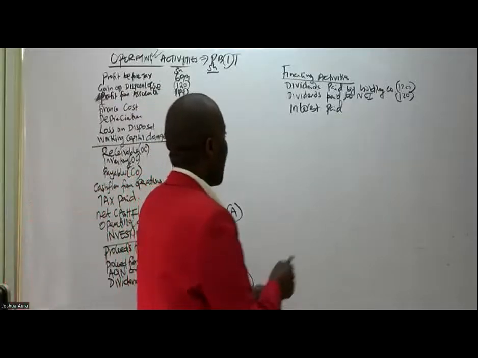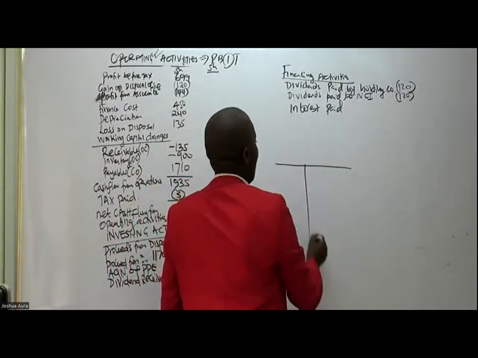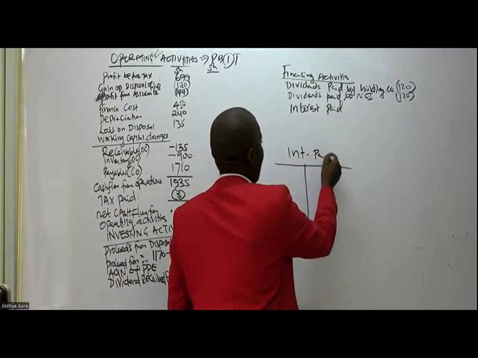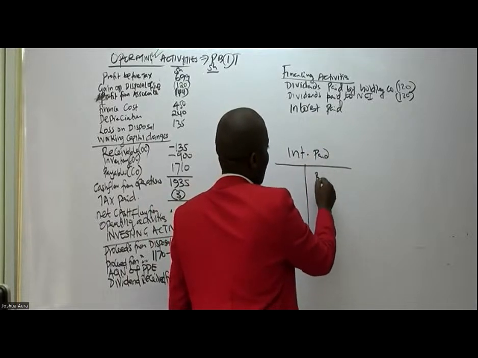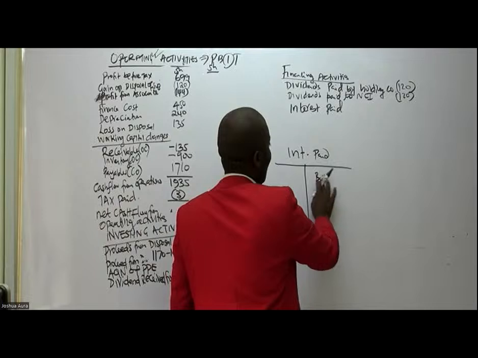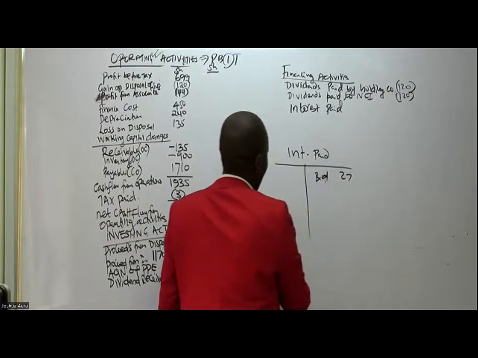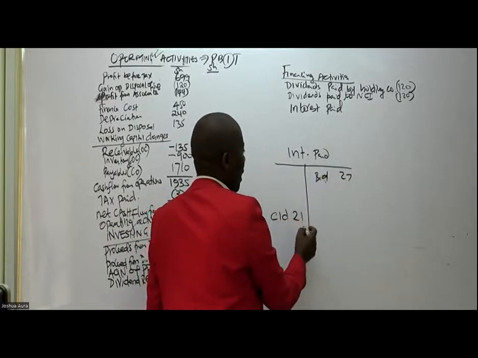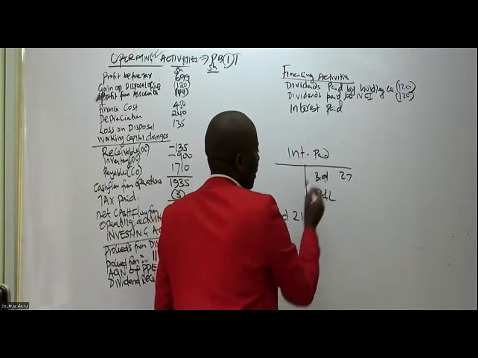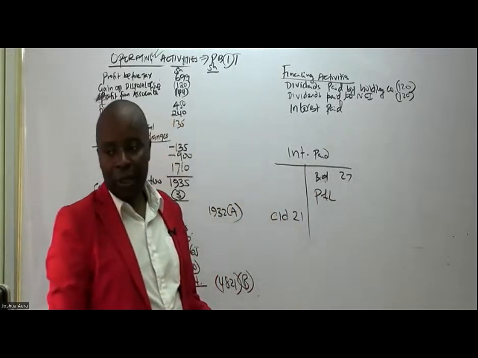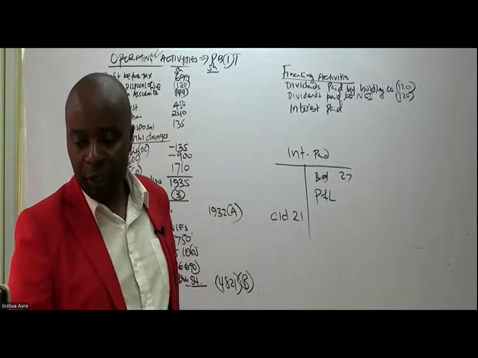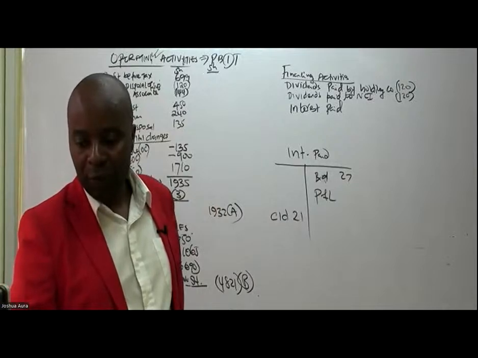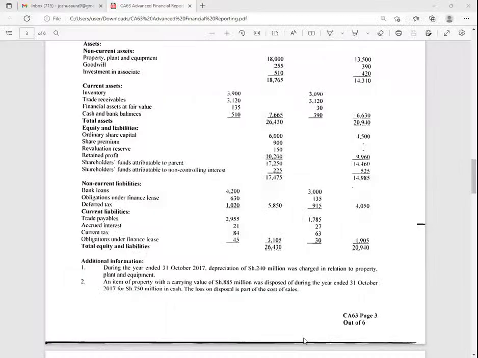I'll be able to draw an account if you wish, this T account. So we have interest paid. It's a liability. So balance brought down is 27, carried down, in this case, is 21. And then of course we have the profit and loss for the year. Profit and loss for the year is how much?